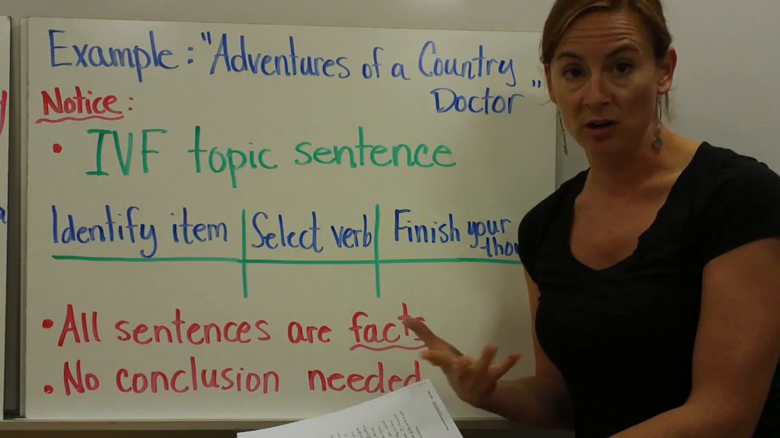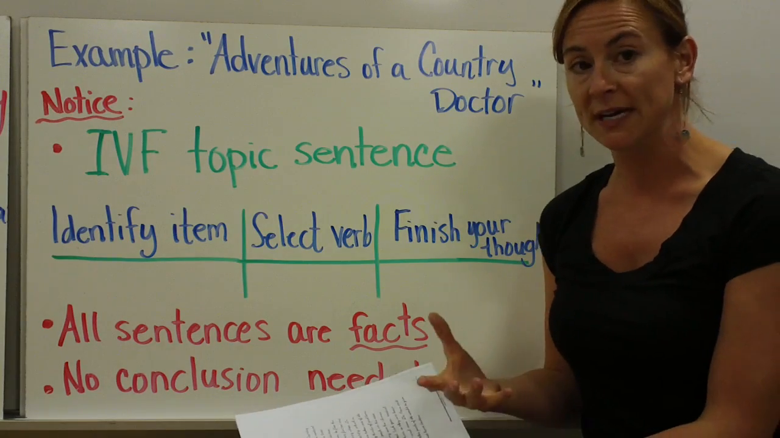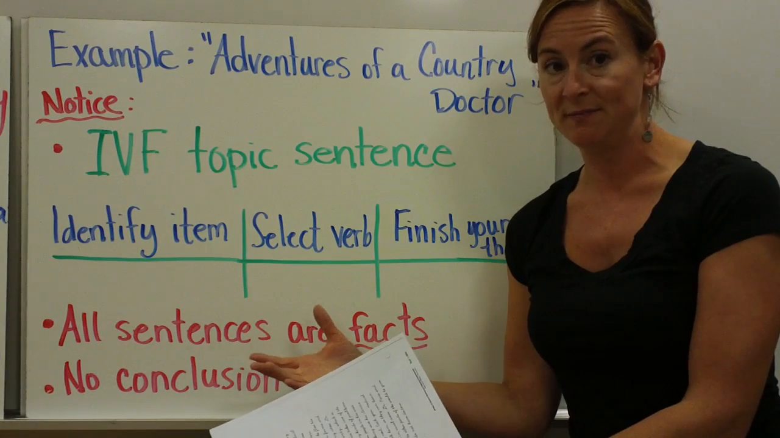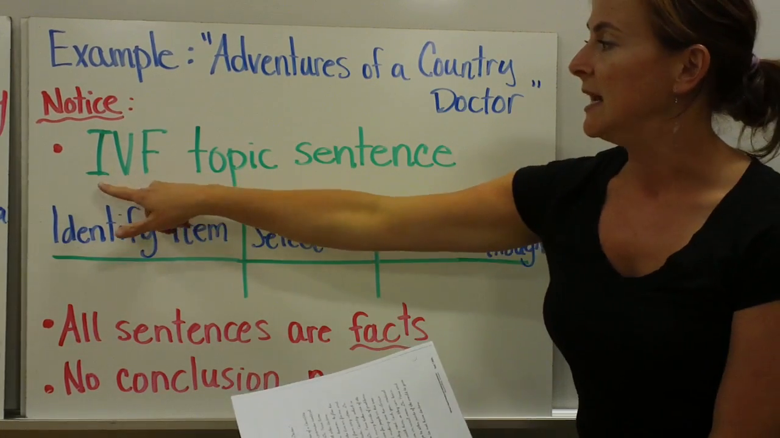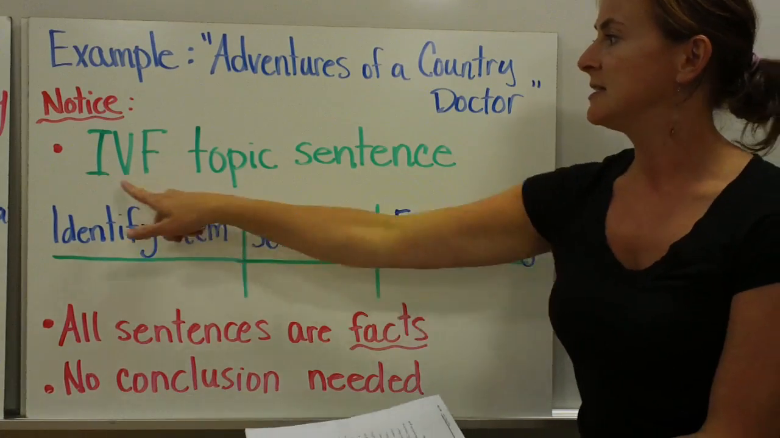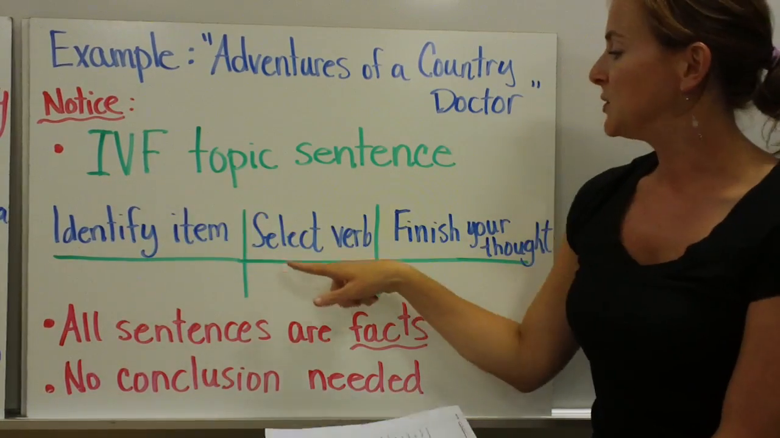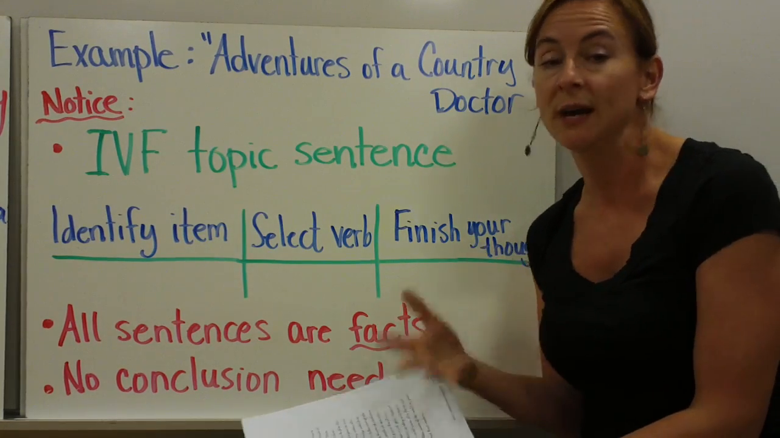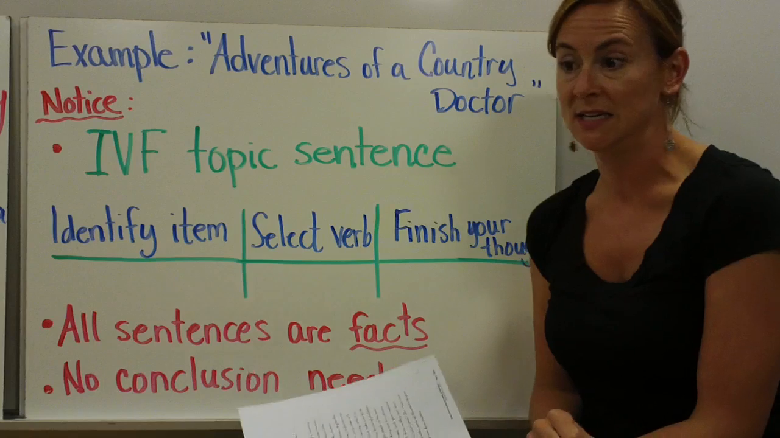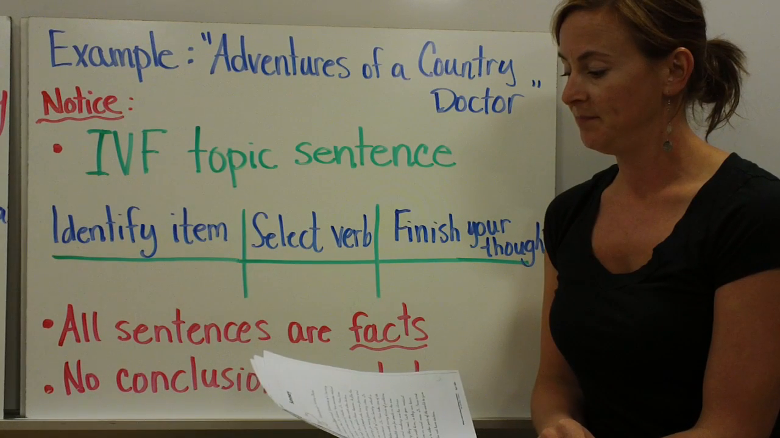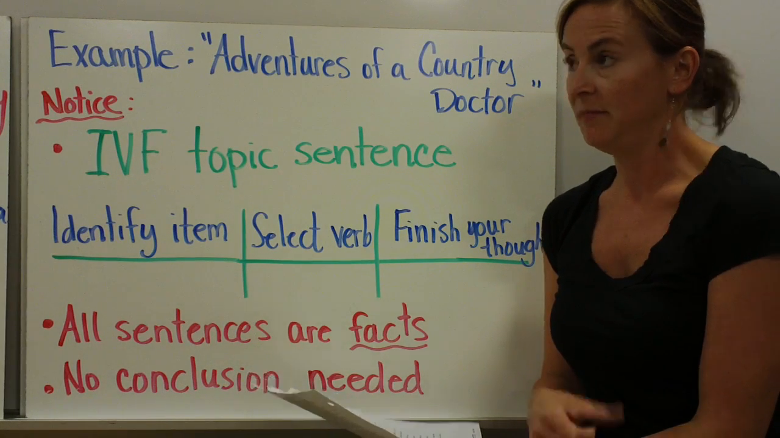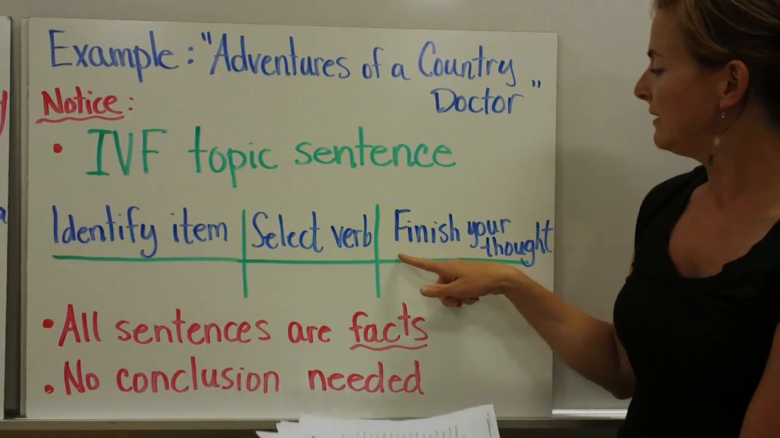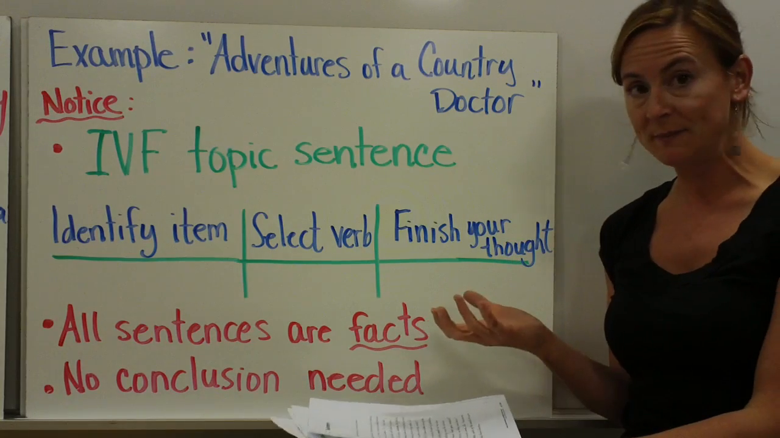So when you read an article or an expository piece of writing, you're going to identify what the article is about. The V in an IVF topic sentence stands for verb, and so you need to select the verb. What is this article doing? Is it explaining? Is it asking questions? Is it clarifying? And last, you're going to finish up your thought.